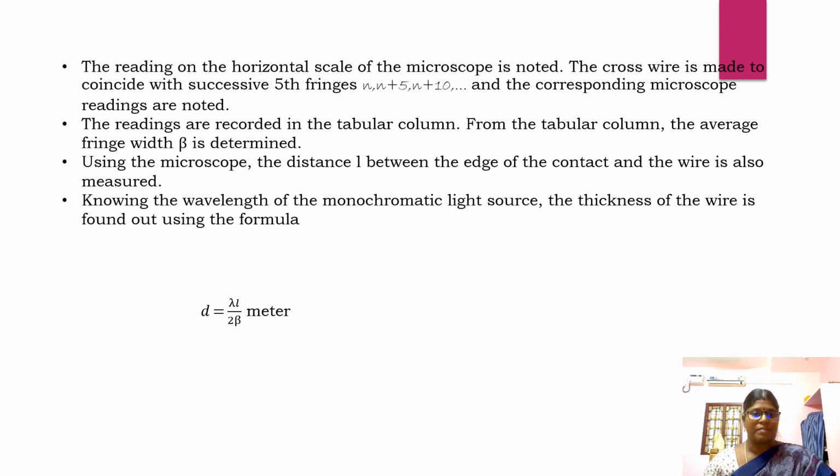Also, using this vernier microscope, the distance L between the edge of contact and the point where the wire is introduced is measured, that is L. Also, by knowing the wavelength lambda of the monochromatic light source, we can determine the thickness of the wire using this formula: D is equal to lambda L by 2 beta meters. Beta is the fringe width that we obtained from the tabular column.